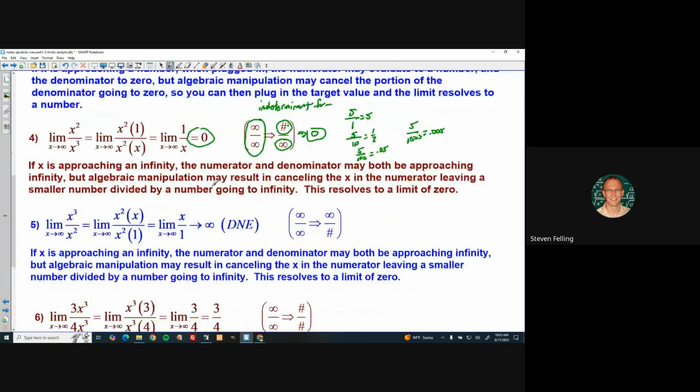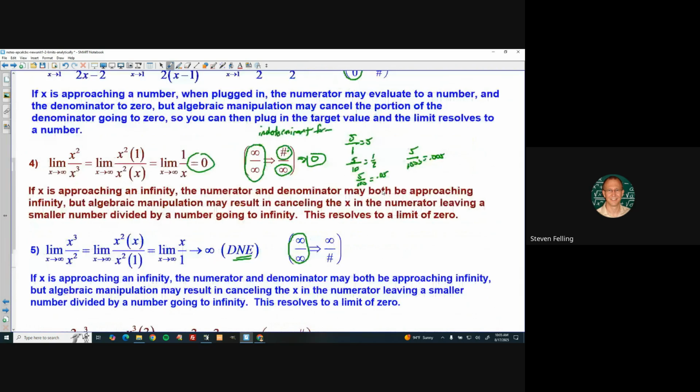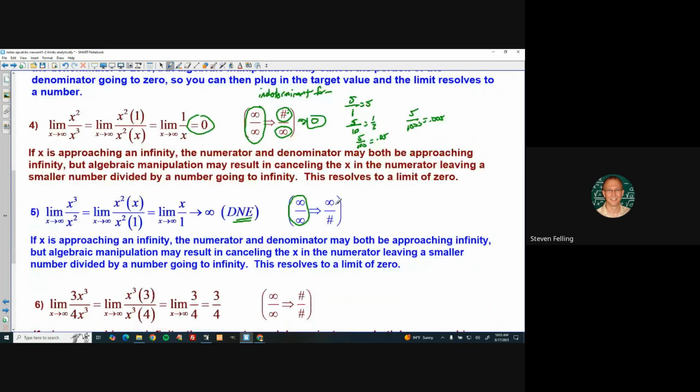Right? Now, what if the situation was reversed? What if we said limit as x approaches infinity of x cubed over x squared? Well, that's an infinity over infinity, so it's an indeterminate form. But if you factor an x squared out, now you're left with the limit as x approaches infinity of x over 1, which means that's a giant number divided by 1, which means it's just going off to an infinity and therefore does not exist. Right? So that's why this is called an indeterminate form. This could resolve to a number, it could resolve to a 0, or it could resolve to an infinity.